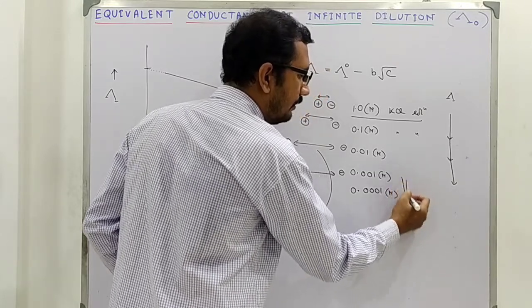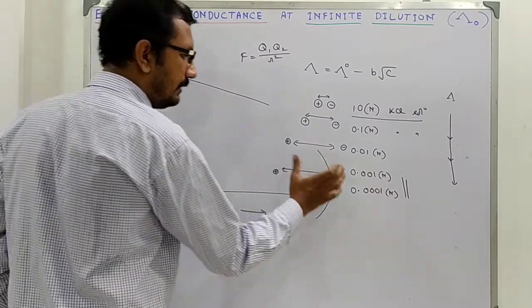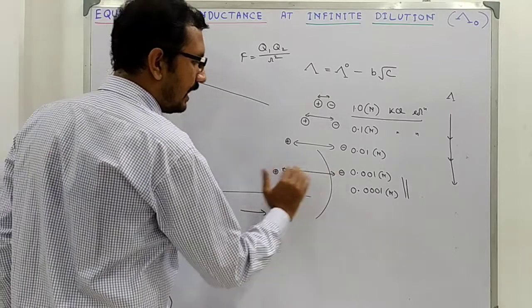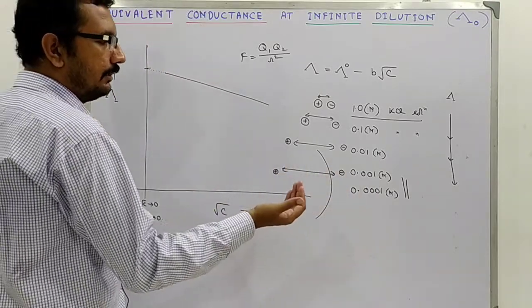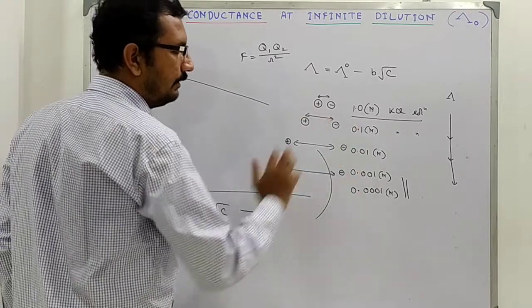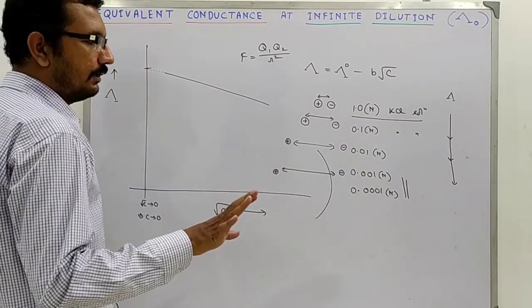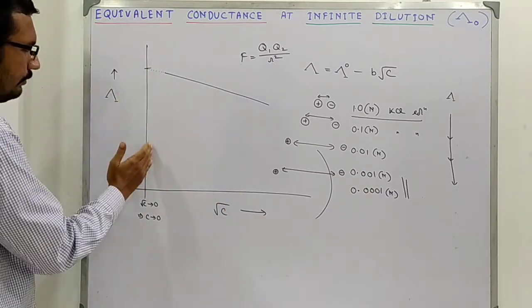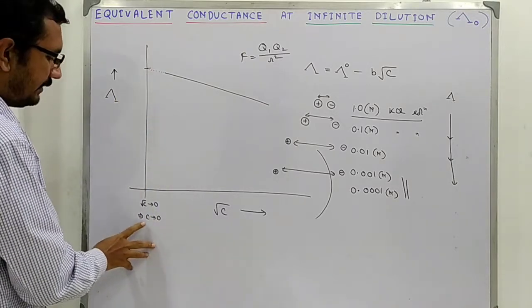So, these two will have the same equivalent conductances. When you reach this value where the oppositely charged ions do not attract each other, then with further dilution there will be no effect on the equivalent conductance, it will remain constant. So, that is the case here. So, you cannot determine it by experiment.